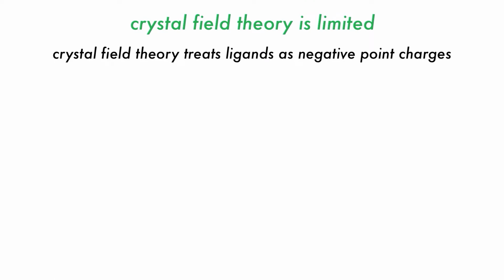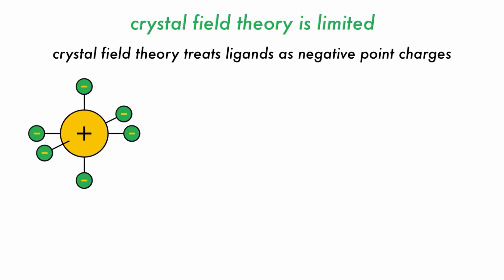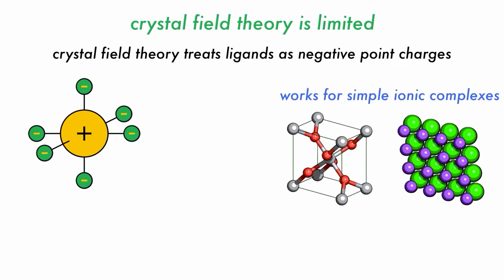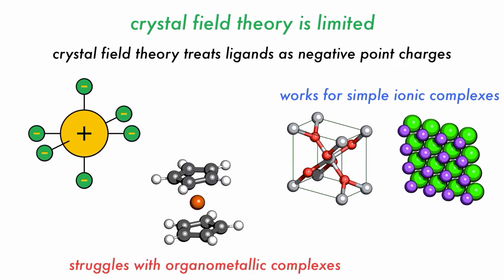Crystal field theory was introduced last time as a good starting point for a metal complex, but it suffers from some limitations. It treats ligands as simple point charges, which means that only the electrostatics matter. This is okay for simple metal compounds such as titanium oxide or sodium chloride, where the interactions are predominantly electrostatic, but this theory struggles when organometallic complexes with metal-carbon bonds and covalent interactions are encountered.